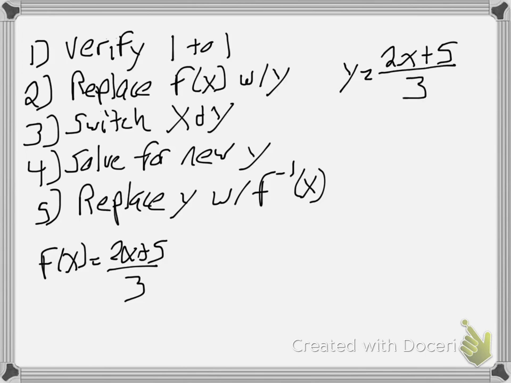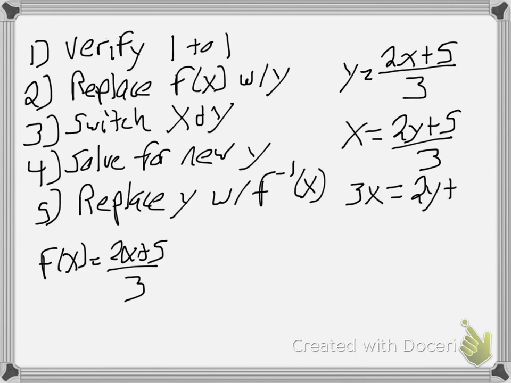Next, we need to switch our x and y. Okay, so now I have x equals (2y plus 5) over 3. Now I need to solve for my new y, so I need to get y by itself, in other words. So the first thing I'm going to do is multiply both sides by 3. So 3x equals 2y plus 5.